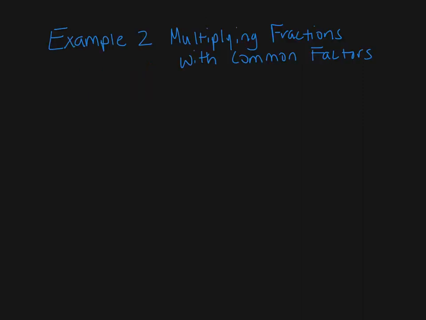Example 2, multiplying fractions with common factors. So we learned about factors in chapter 1, and how the factors of the number 4 would be 1, 2, and 4. So directions would look something like this, 8/9 times 3/4. So you would rewrite your problem, and I did it color-coded like this so you can recognize the pattern.